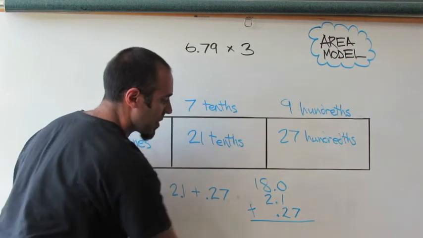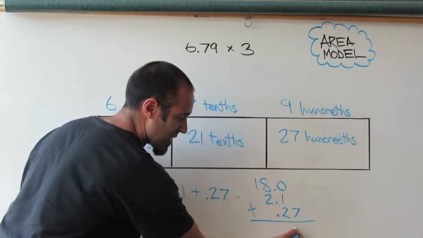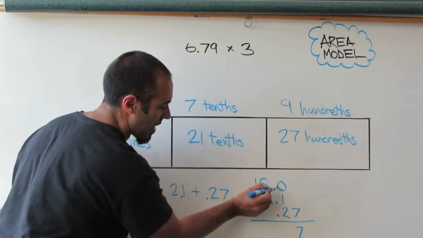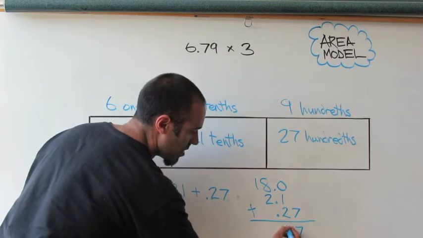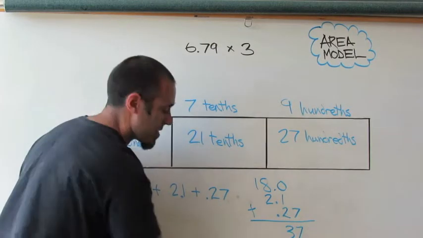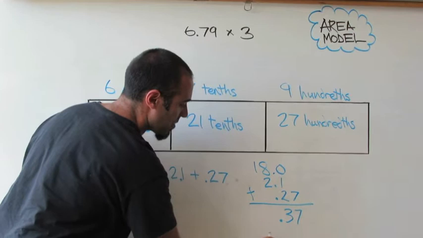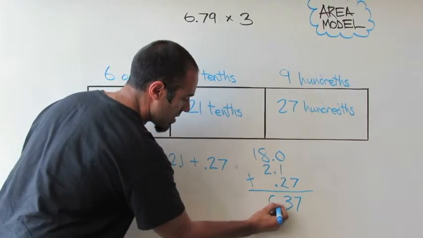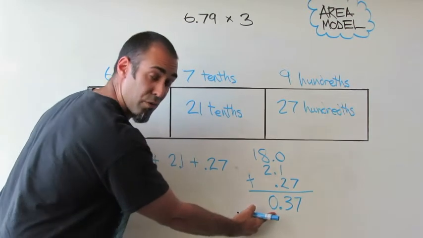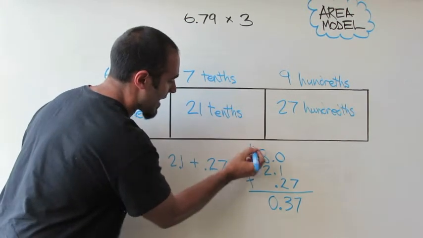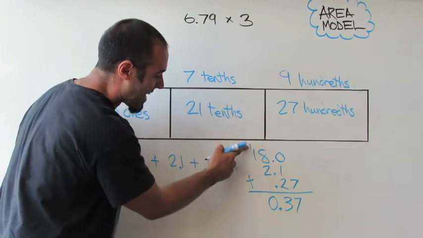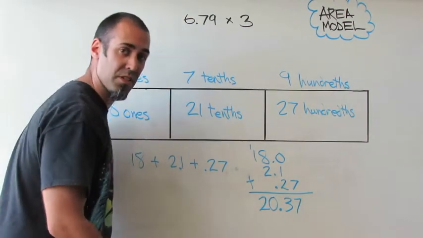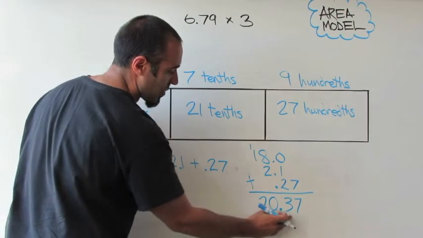When I add those up, all I have in the hundredths place is this 7. That's going to drop right down. In the tenths place value, I have 1 plus 2, so I get 3 tenths. Decimal point drops down. 8 plus 2 is going to equal 10, so I have a 0 for the ones place, and I have 110, so I'm adding 1 in the tens place, so I have 2 tens. My final answer is 20 and 37 hundredths.